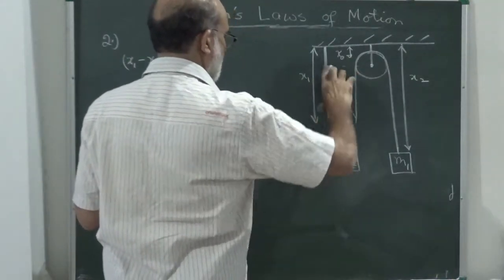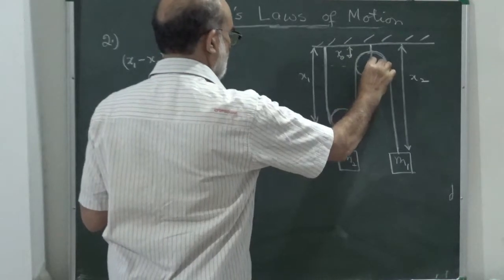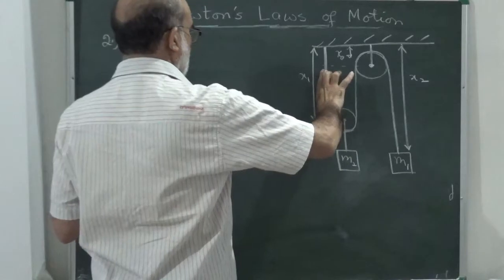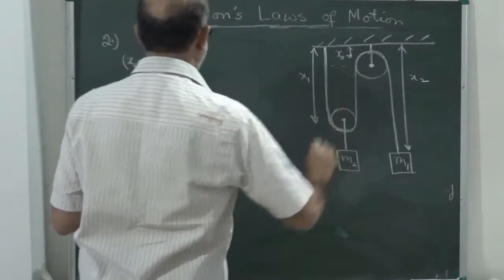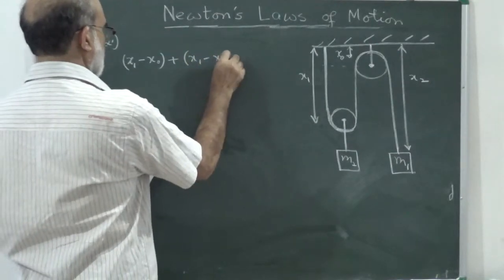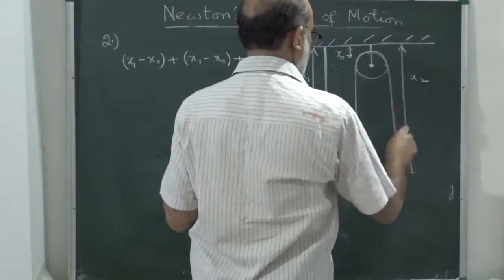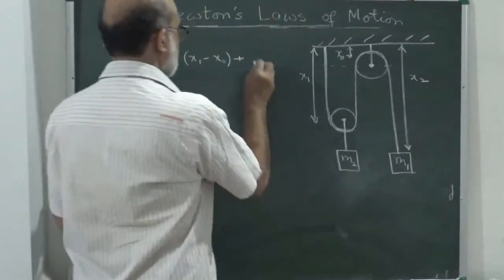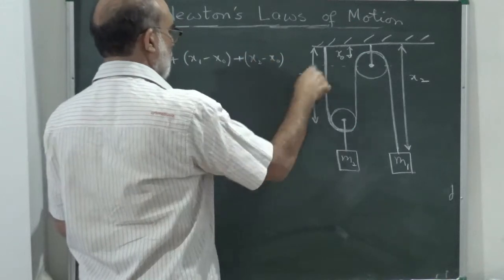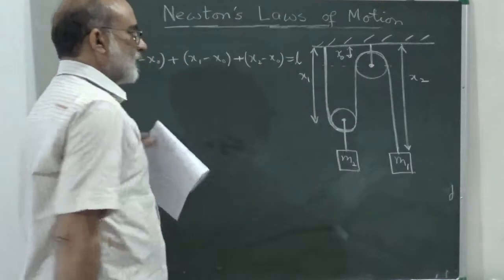This one, this is the whole length, it divides, subtract from here. This is the axis of this. So this is x1 minus x0. This is also x1 minus x0, plus x1 minus x0, plus this length x2 minus x0, and this is the total length of the string which remains constant. So let the total length of the string be L.